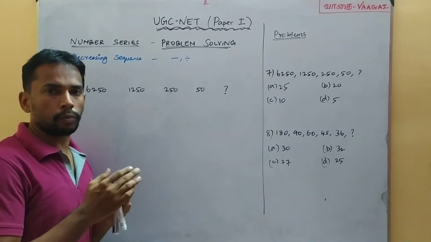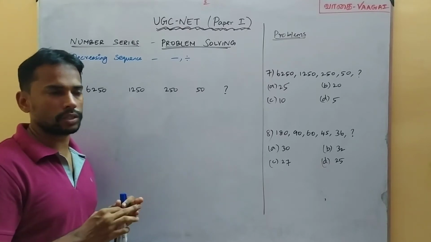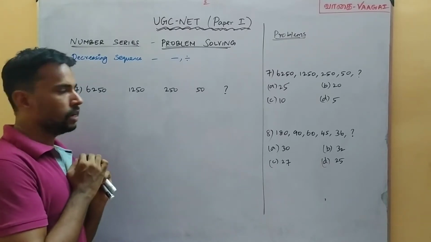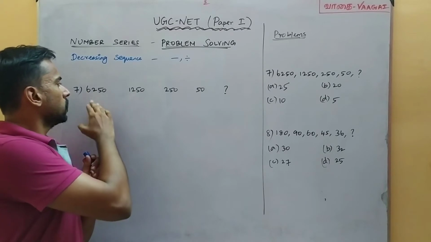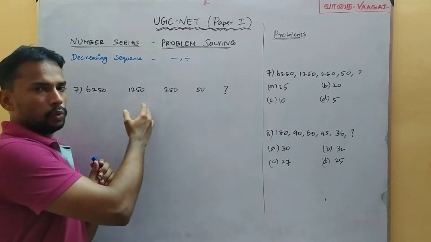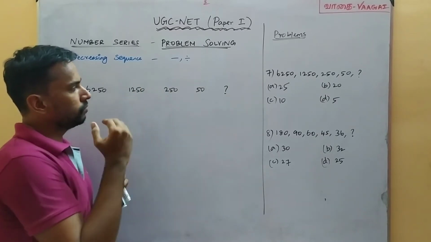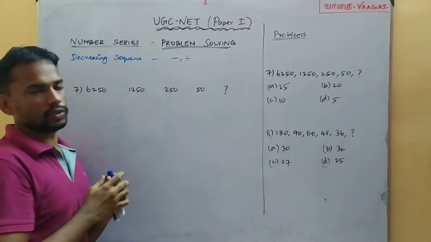We completed till problem number 6 in our previous videos, and now with us is question number 7. So let us see the numbers here: 6250, 1250, 250, 50, then a question mark.